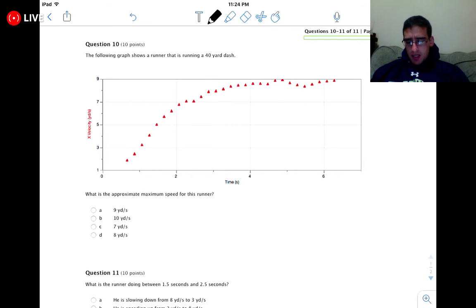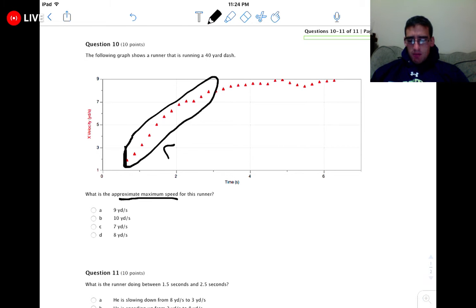So the first one says, what's the approximate maximum speed? Okay, so first let's get this down. I want us to notice that the runner starts running here, and I'm thinking it's a male runner. He spends this section of time speeding up. So that's increasing velocity. It's not maximum speed, but it is increasing towards maximum speed.